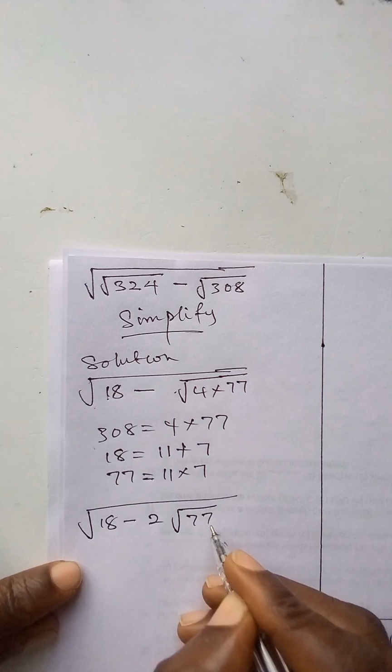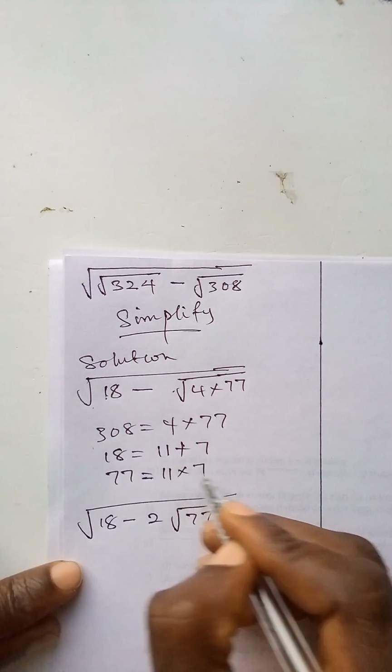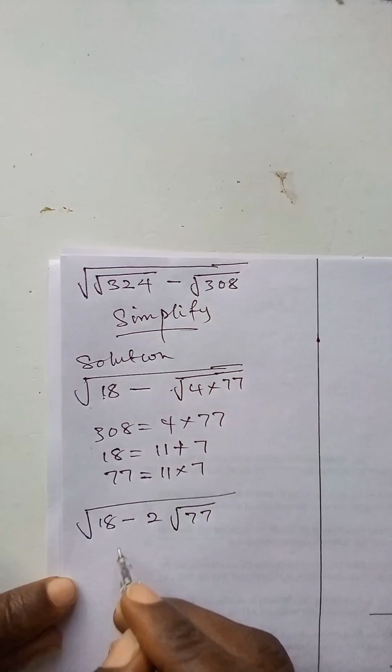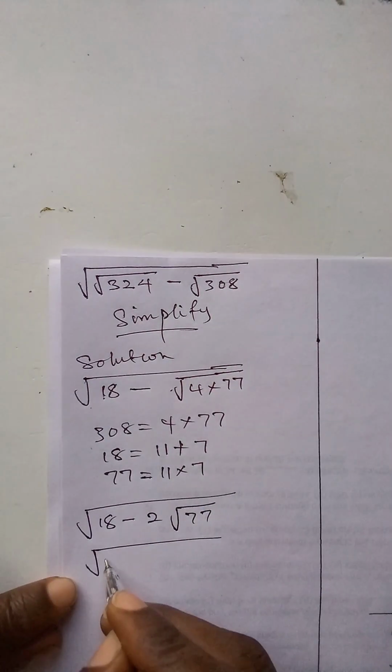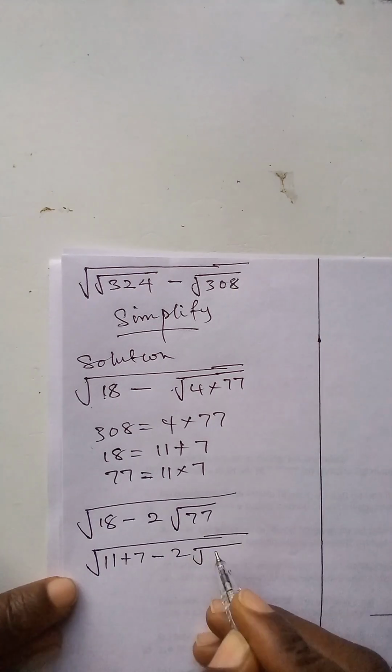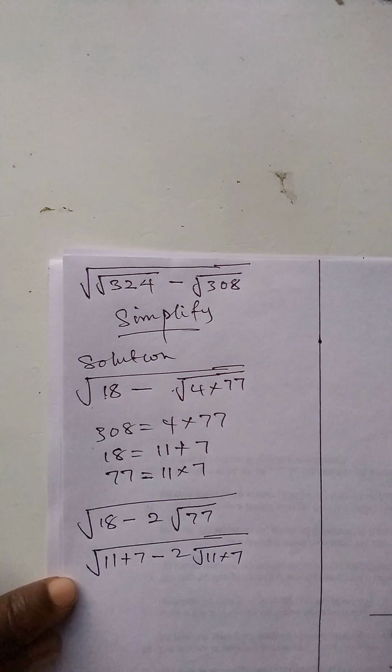77, I will now write it as 11 times 7. So 18 is 11 plus 7. I'll put that substitution there for 18: 11 plus 7 minus 2. 77 is 11 times 7.